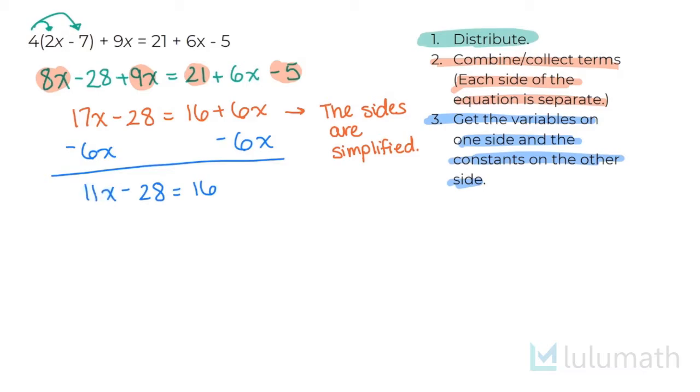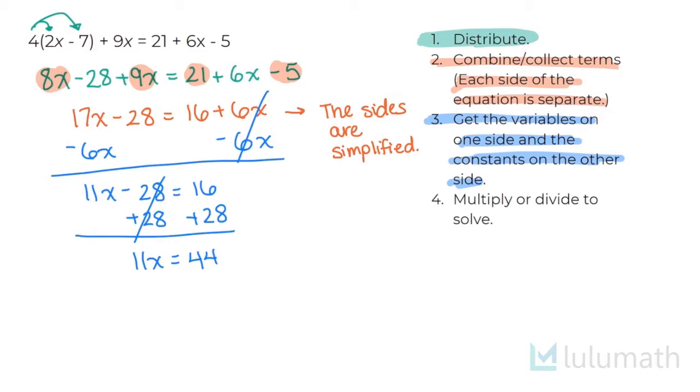So I'm going to get rid of this minus 28. To get rid of it, I would add 28 to both sides. So 16 plus 28 is 44. And then negative 28 plus 28 is nothing. It cancels out, just like 6x minus 6x was nothing. It canceled out. So I've got 11x left over. So 11x equals 44. Last thing that I'm going to do is multiply or divide to solve.